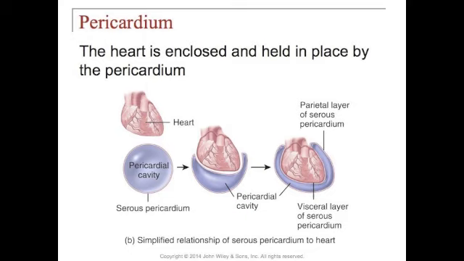Between the parietal and visceral layers of the serous pericardium is a thin film of a few milliliters of lubricating serous fluid. This slippery secretion of the pericardial cells, known as pericardial fluid, reduces friction between the layers of the serous pericardium as the heart moves.